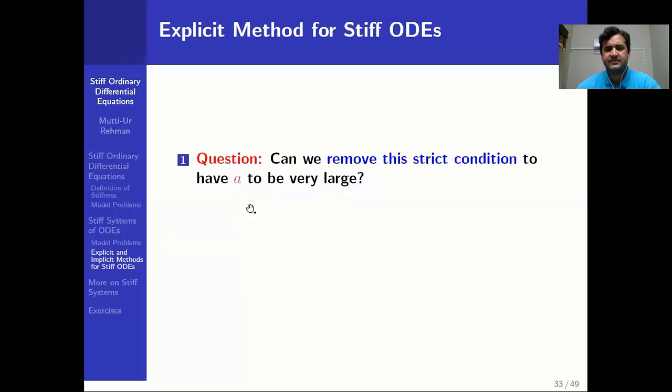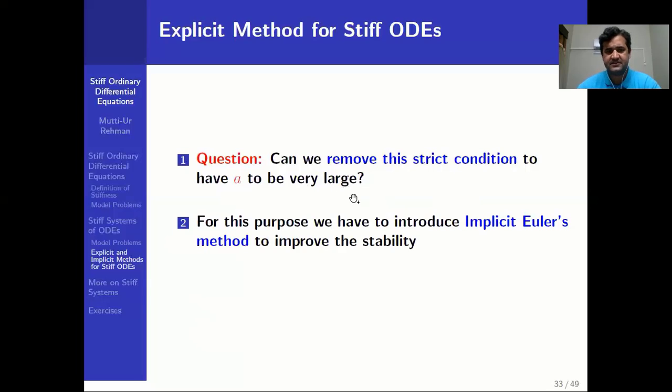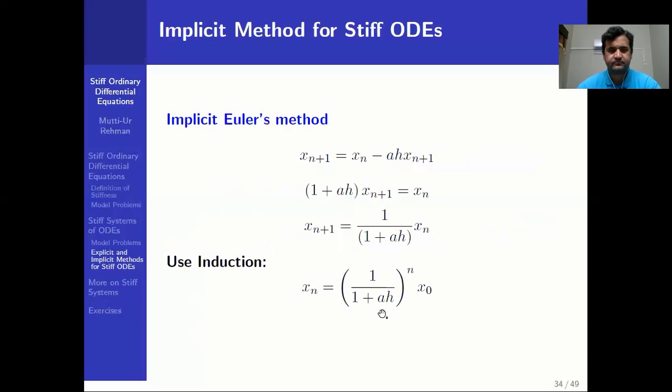And then we ask this important question that, okay, you have this conditional kind of stability, but can you just remove this condition to have H to be very large? Yes, it is highly possible, of course. And for that, maybe one can use this implicit Euler method, and this will help you to improve the stability.